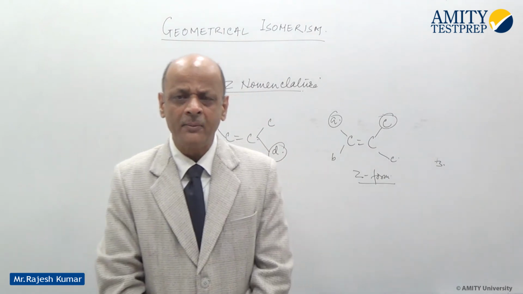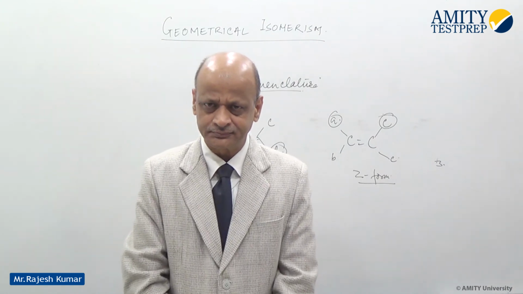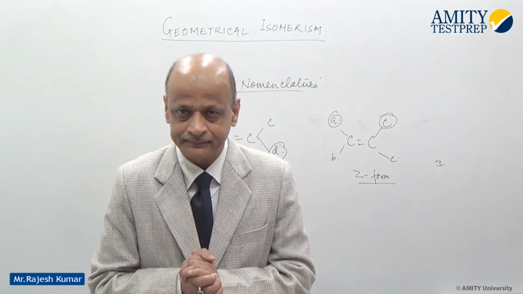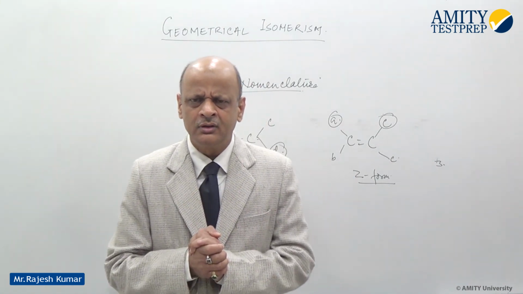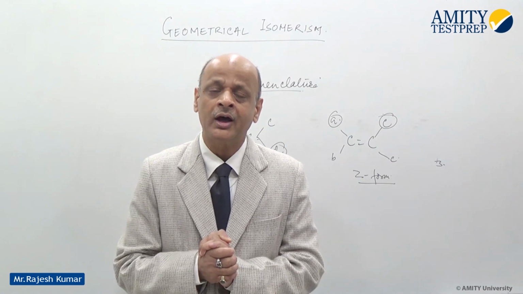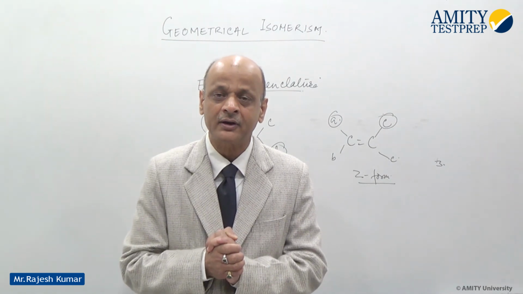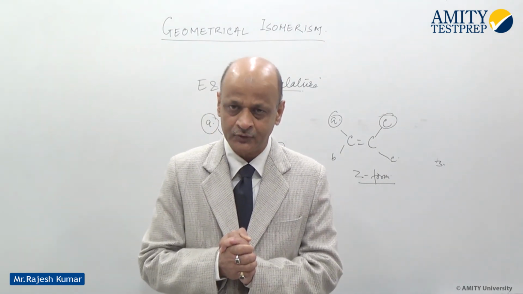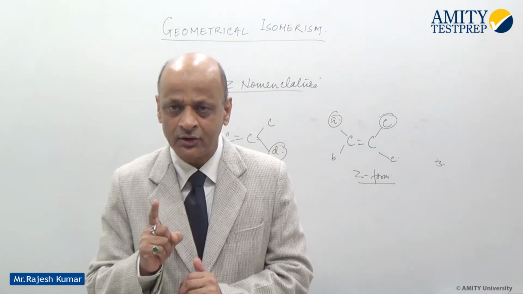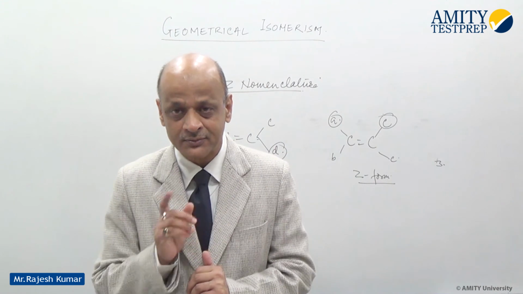The group of higher priority is decided by the atomic number of the atom or the group. The group of higher atomic number is given the first priority. The next point is, if the groups are isotopes, then the isotope of higher atomic number is given the higher preference in deciding the preferential group. So two factors: one is atomic number, where any atom of higher atomic number is given the first priority. If they are isotopes, the isotope of higher atomic number is given the first priority.